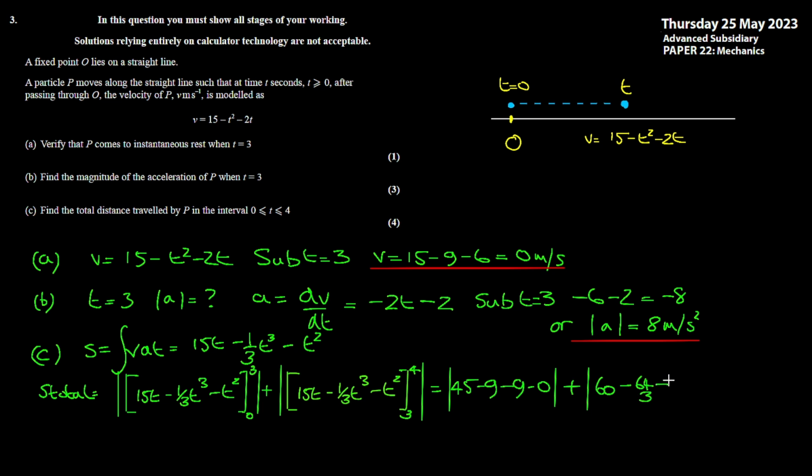Take away 16. And we're going to be taking away our result from here, which we might as well work out. 45 minus 9 is 27. So this is equal to 27. So keeping the modulus just for the moment, we've got 16 minus 27, which is 17. And we're taking away 64 over 3. And if you work this out, you will get the answer of 94 over 3. And this will be in meters. And that's the answer.